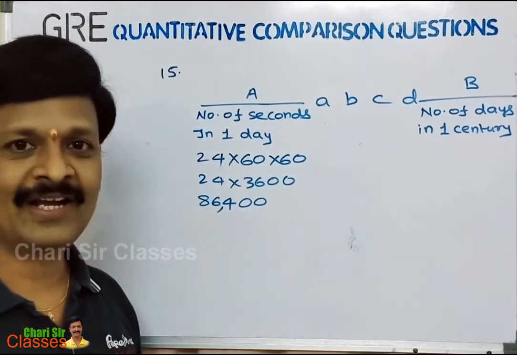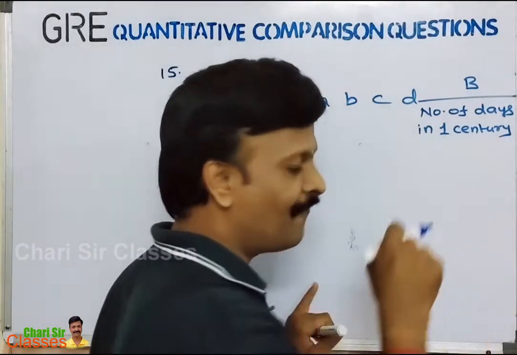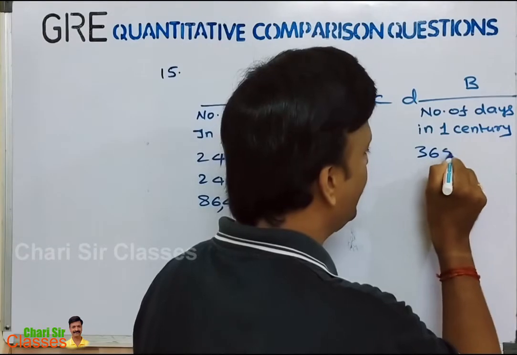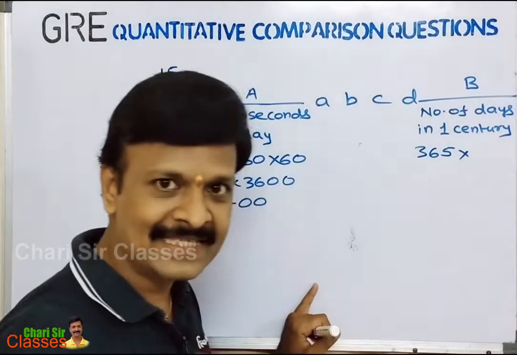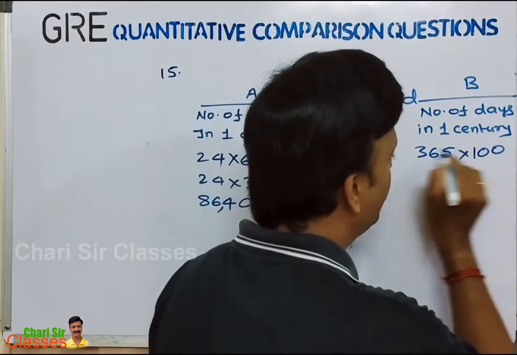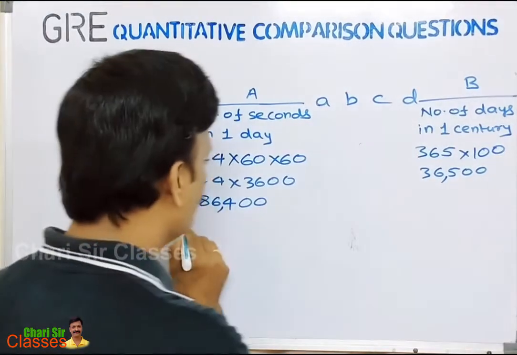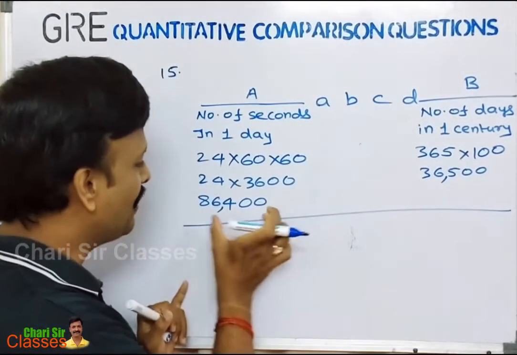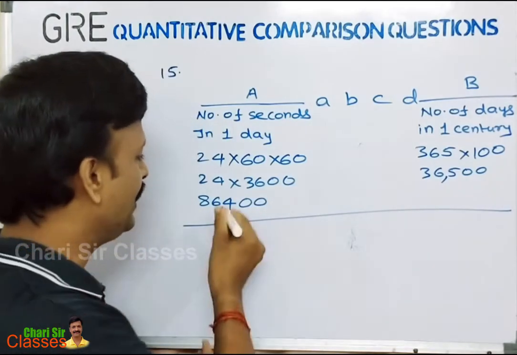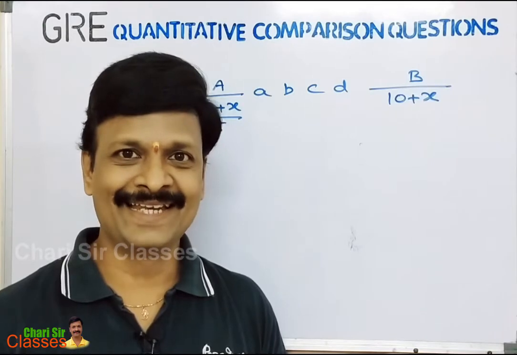Let's see quantity B also. The number of days in 1 century. What is the number of days in 1 year? There are 365 days. Into 1 century, that is nothing but 100 years, into 100. That is 36,500. Now you can compare 86,400 and 36,500. Definitely quantity A is greater. You can select A.